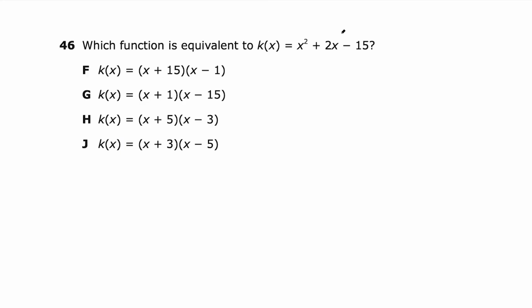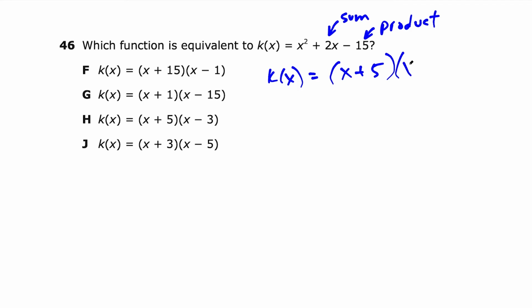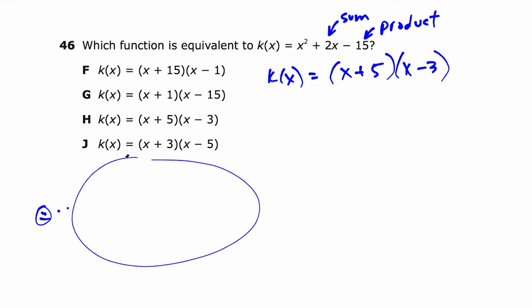Question 46, know how to factor. We need two numbers that have a sum of 2 and a product of -15. So this is really just a game in mental math here. So k of x equals, you should have x plus 5 times x minus 3. How do I know that this is good? Well, I'm just thinking about those two numbers. 5 times -3 is -15, and also 5 plus -3, when I find the sum of those two numbers, I get +2, which matches the middle. So x plus 5, x minus 3 corresponds to choice H.